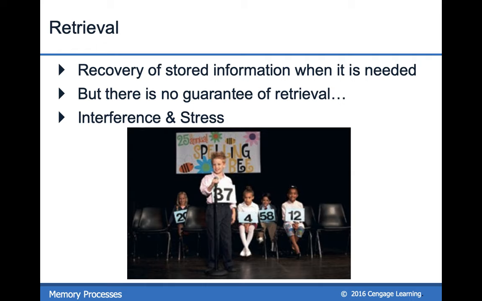Retrieval is a recovery of stored information when it's needed. The problem with retrieval is that there's no guarantee of success. That memory may be there, but we may not be able to pull it when we need it. And this could be caused by interference, so other things going on in the environment. We're going to talk about this more later on. It can also be caused by stress.